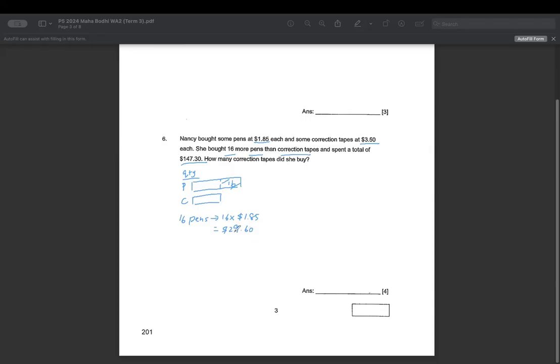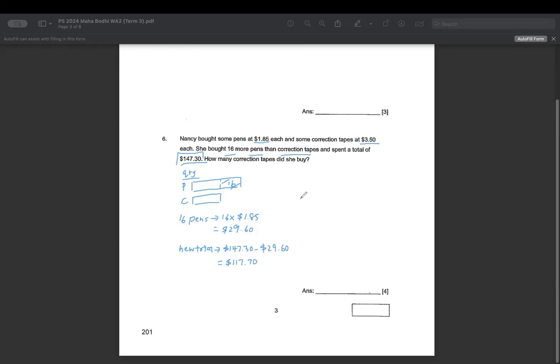Okay, so like I said, I want to get rid of this extra 16 so that they have the same quantity, right? So after I get rid of this, I have to minus this $29.60 from my total, which is $147.30. Okay, so my new total will be $147.30 minus away the cost of your 16 pens, which is $29.60, which will give us $117.70. Okay, so now once you've gotten rid of the extra, the quantity of the pens and the correction tape are equal, but you don't know how many.